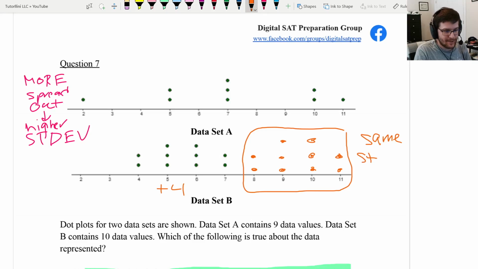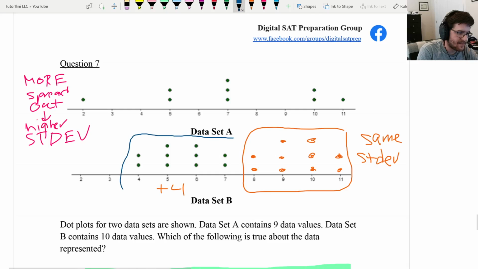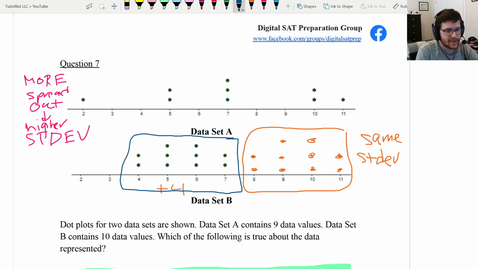And sometimes they do give you problems like that. They'll give you 2 dot plots. One will look like that, and then the other one will be the same, but the numbers are much bigger. 50, 60, 70, 51, 52, 53, 54. So this one has the same standard deviation as this one. So make sure you understand that. More spread out, higher standard deviation. Less spread out, more clumped together, lower standard deviation. Arranged exactly the same, only difference is you added or subtracted a number to all the numbers. Same standard deviation, they're equal.